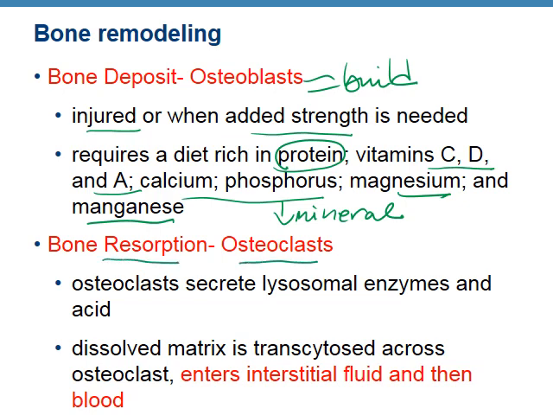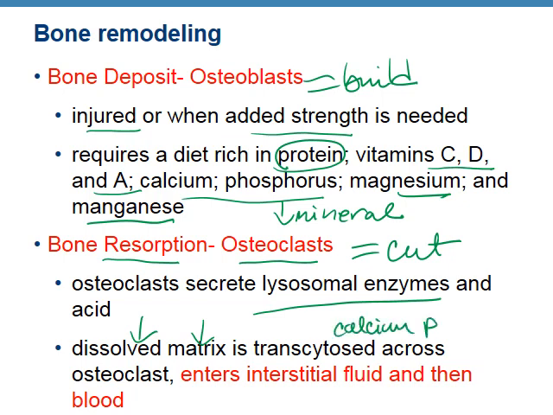Bone resorption, or osteoclasts, remember, these are going to cut bones. These osteoclasts secrete lysosomal enzymes. They're digestive enzymes that dissolve the matrix, and then they allow for the products, or the calcium and the phosphate, to cross over into the interstitial fluid and then into the blood. So basically we can use the bone as a storage or a reservoir for calcium.